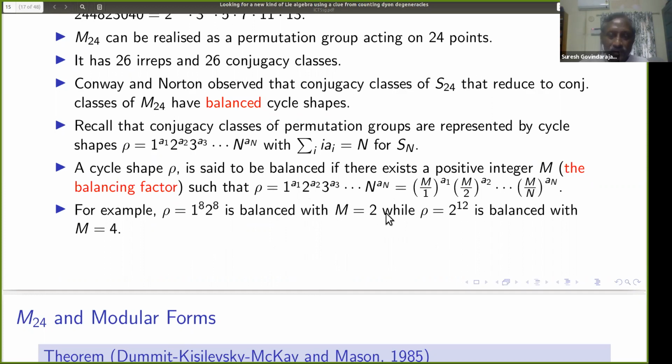Balancing really says that this leading factor should be equal to this one, and so on. There is some symmetry in the problem. If you take 2^12, it has only one term, but it's balanced with m equal to 4. But you can look at something like 1^10 2^6, say 2^7. That is a valid permutation conjugacy class for S24, but it's not balanced, so it cannot be a conjugacy class for M24.